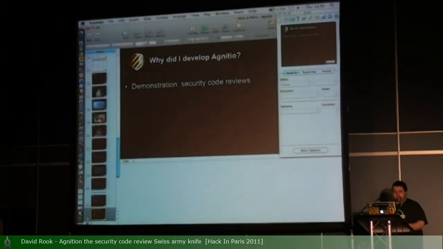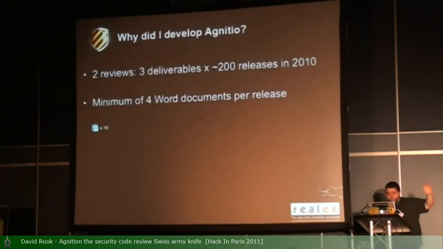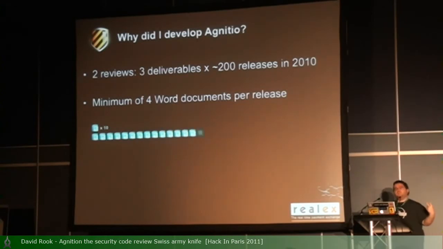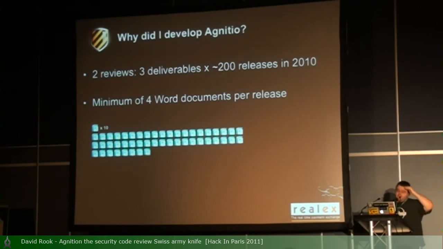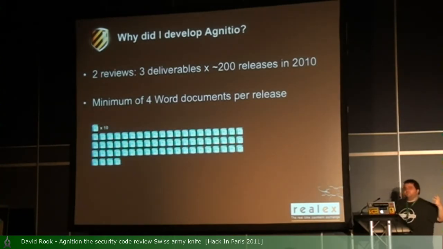So, quickly onto the next slide. As I said, we were producing crazy amounts of Word documents. If you think we had two Word documents for every single code review, times two for every release, that meant we were producing four Word documents for every release. It starts to become a bit ridiculous at that point.